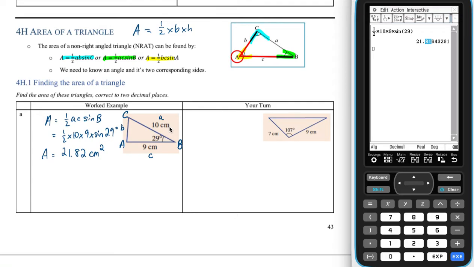Pause the video now, have a go at the your turn on the right, and when you think you've got it, press play to confirm your answer. The your turn will start now.